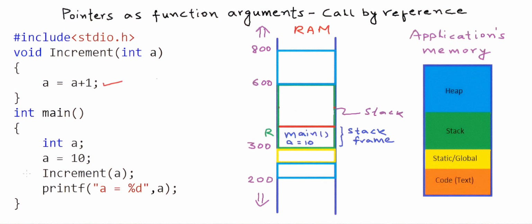So main method was paused at this particular instruction, increment. So the lifetime of a local variable is till the time the function is executing. Now the next statement in main method is a call to the function printf. Printf is not a user defined function, it is a library function. The state of execution of main method is paused and printf is executing now.